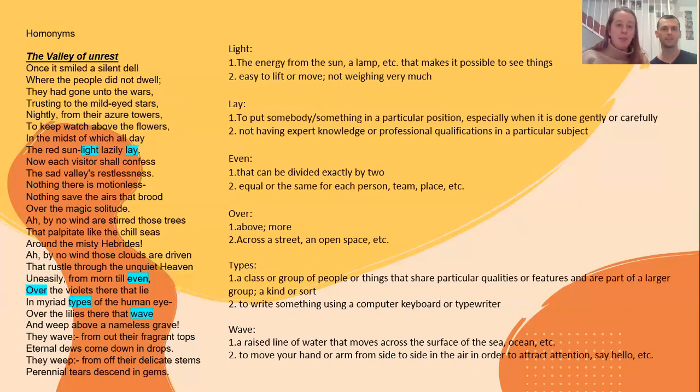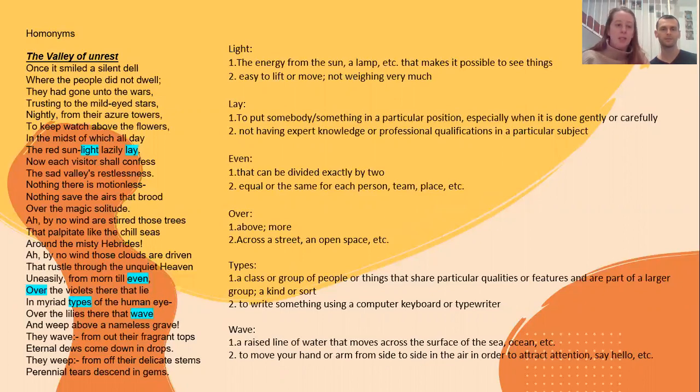The word lay in the poem means to put somebody or something in a particular position, especially when it's done carefully or gently. But it has a homonym, lay, which means not having expert knowledge or professional qualifications in a particular subject. Even is another word that has a homonym. In this poem, it means evening, actually. And it has two homonyms, one that means can be divided exactly by two, or equal, the same for each person, team, place, etc.